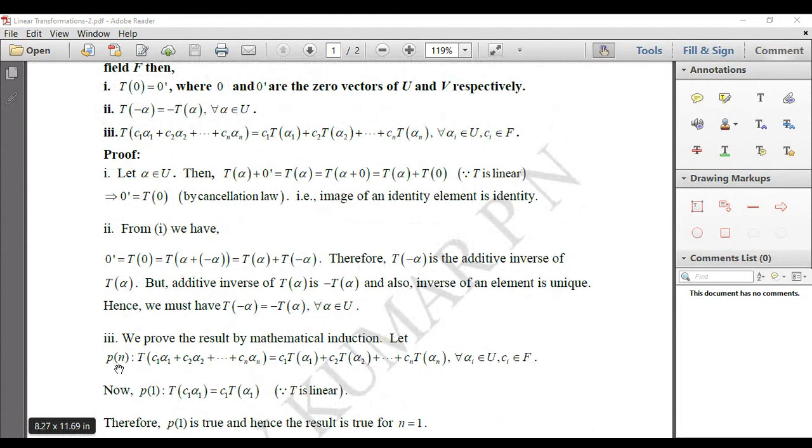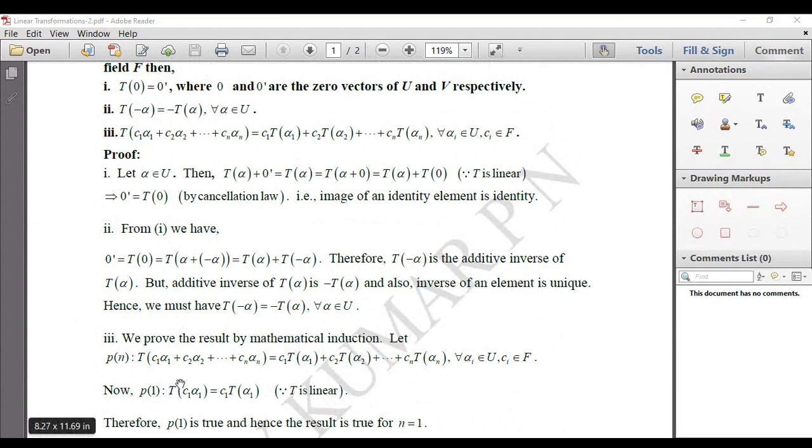First, let us prove this result for n equal to 1. If you put n equal to 1, that means you have to consider only one vector. So the left side will become T of C1 alpha 1. We have to show that that is equal to C1 into T of alpha 1. This one we have to show. But that is trivially true. Why? If you take only one vector, T of C1 alpha 1, because T is linear, I can apply the second condition of linearity.